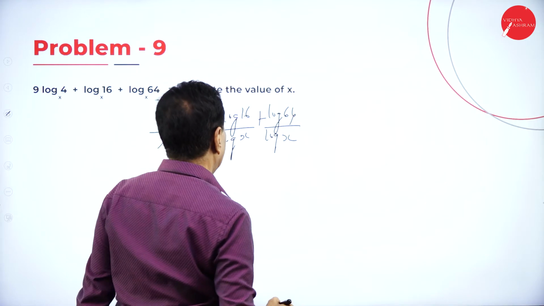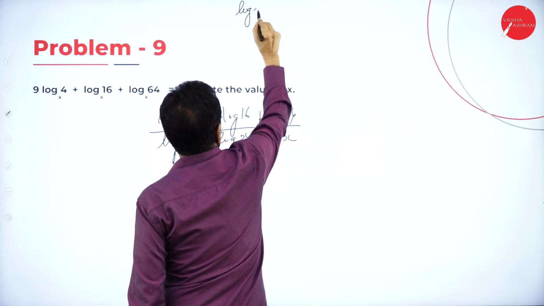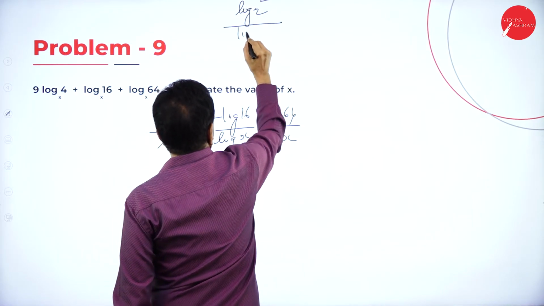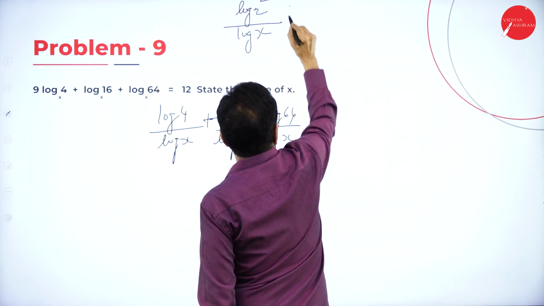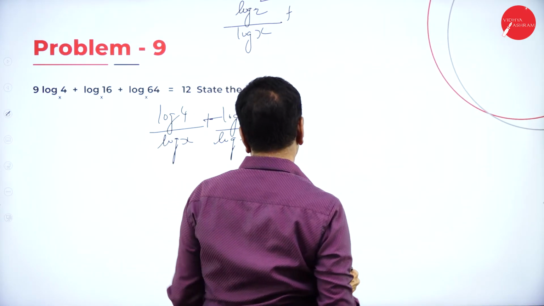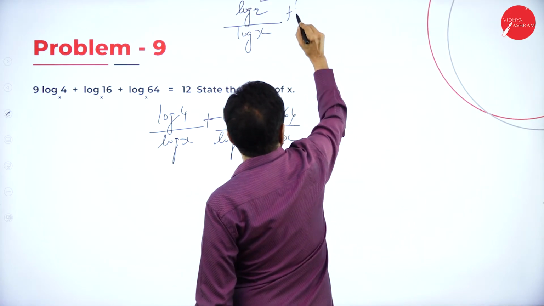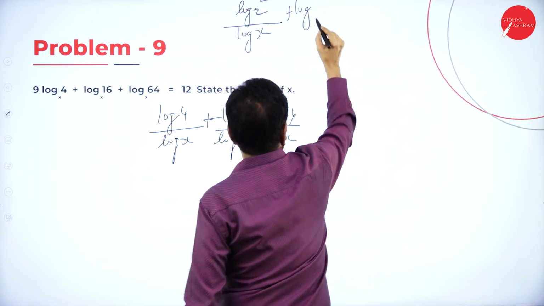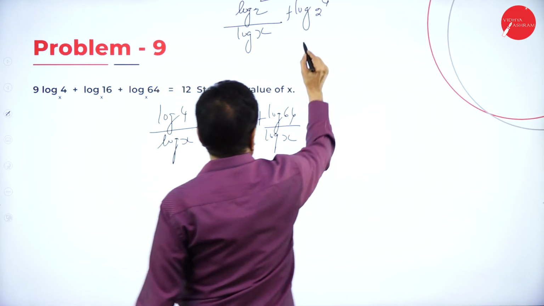This can be written as log 2 square divided by log x, plus this can be written as 2 to the power of 4 log 2 to the power of 4 divided by log x.